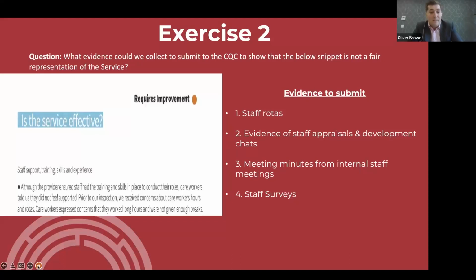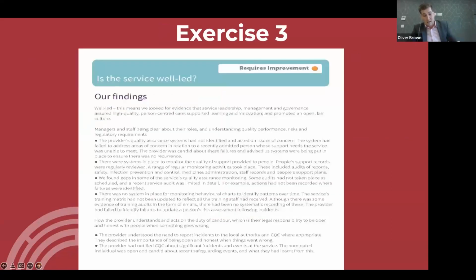Another one would be meeting minutes from internal staff meetings. This shows communication, the culture of the service, the morale building of this. And lastly, staff surveys. This will show, again, the culture. It shows that if anyone is unhappy, they can raise this and it can be dealt with. So yeah, there's some really good answers filling in for the Q&A section. So thanks to everyone that's participating. That's spot on. If we could just go to the next exercise.